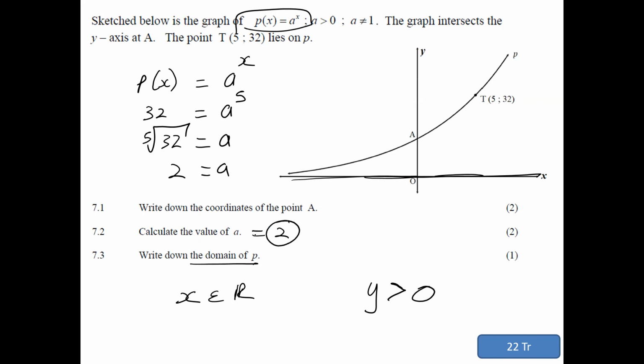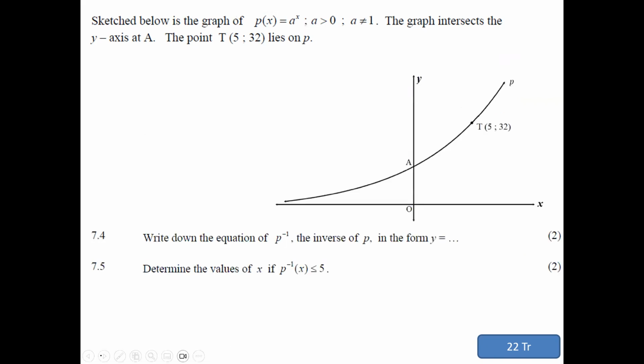All right, so we know our value of a was 2. We've got our domain, we've got our range. We can move on. 7.4. So that's such a common question. Now remember, from the previous question, we now have P of x is equal to 2 to the power x. The question is now to find the inverse. Let me give you a minute. Quickly find the inverse for me.